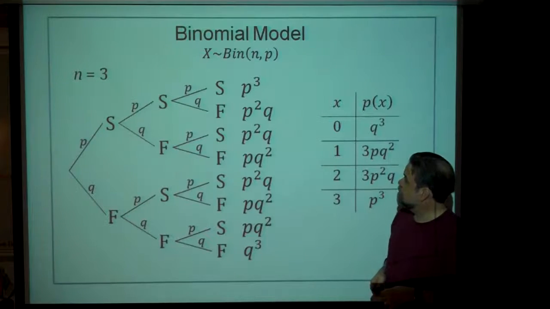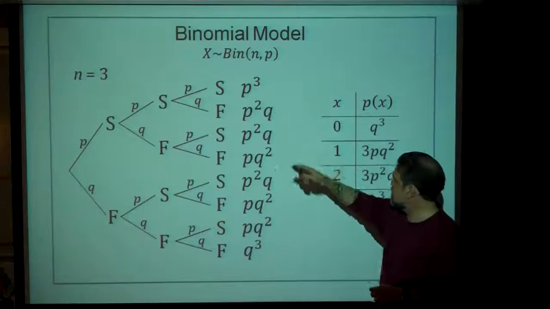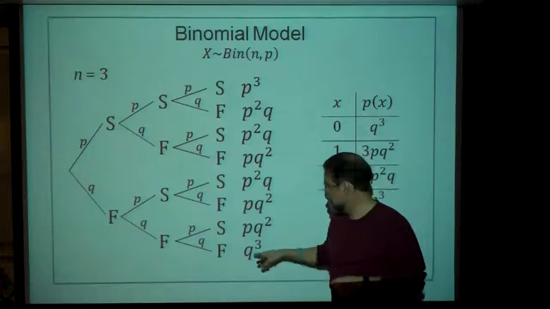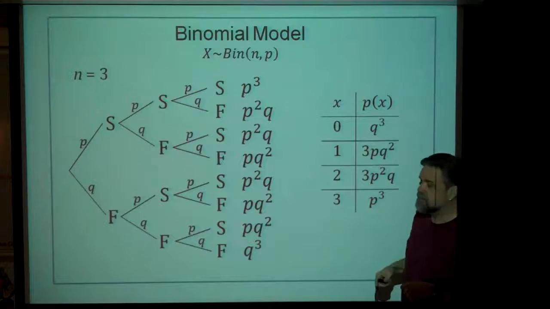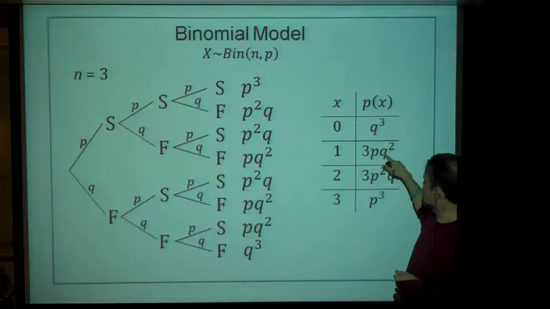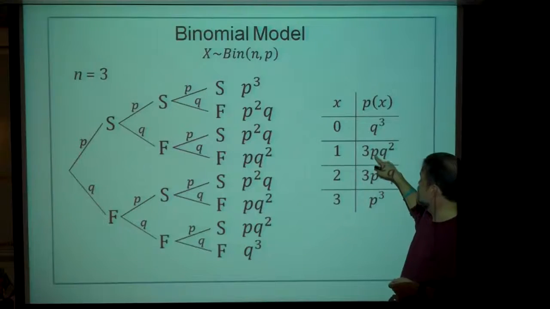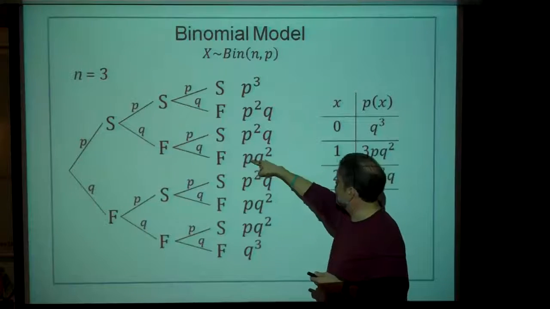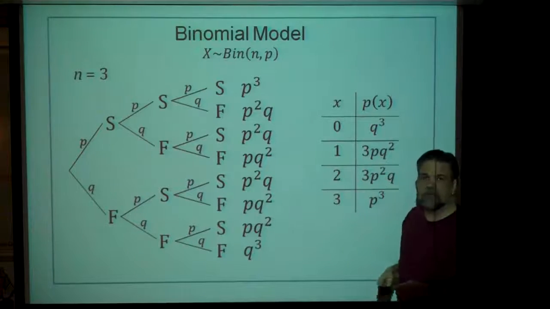So here's what it looks like if there are 3 trials. Okay? And again, the probability of 3 successes is going to be p to the third. The probability of 3 failures, so 0 successes, is going to be q to the third. The probability of 1 success means you succeeded once, you failed twice, so there's going to be a p to the 1 and q squared. But how many branches like that do we have? Let's see, there's 1 here, and then 1 here, and then 1 here. So predicting this number is a little more difficult.